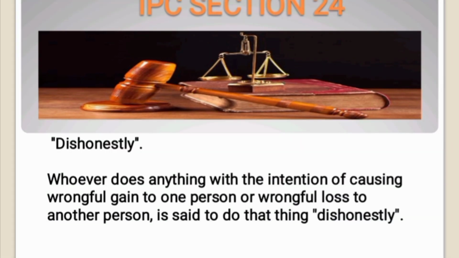Section 24. Dishonestly. The Indian Penal Code 1860. Whoever does anything with the intention of causing wrongful gain to one person or wrongful loss to another person is said to do that thing dishonestly.